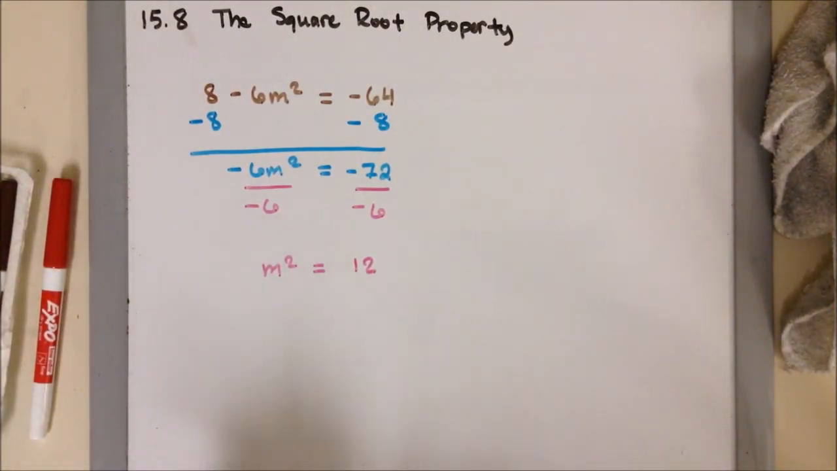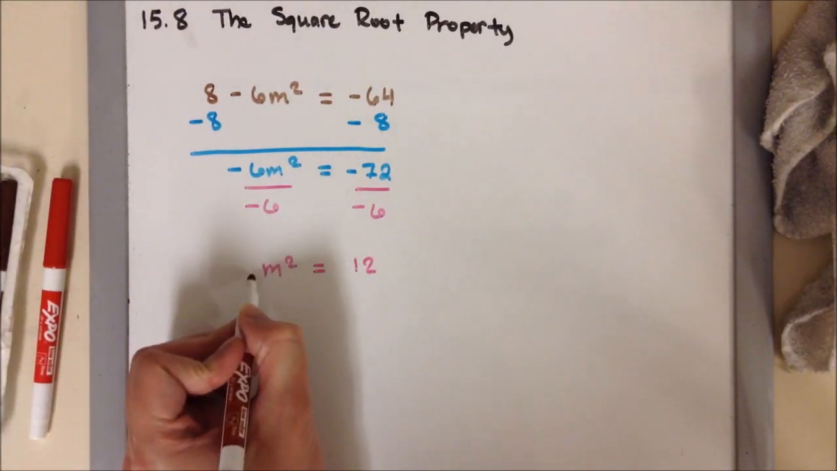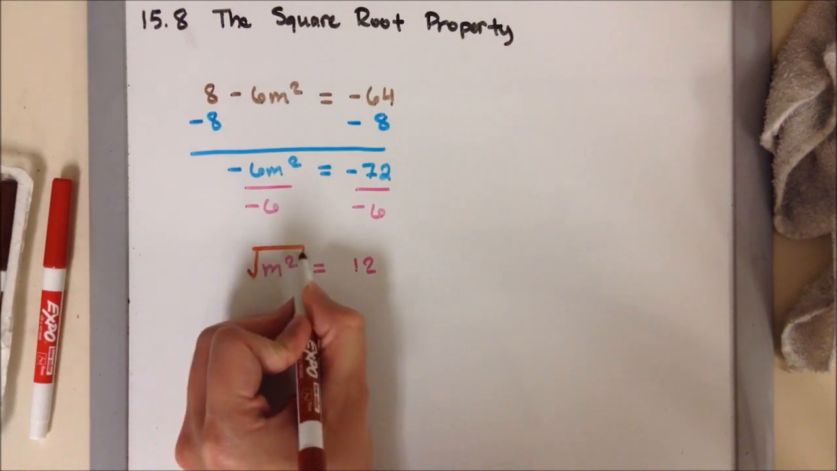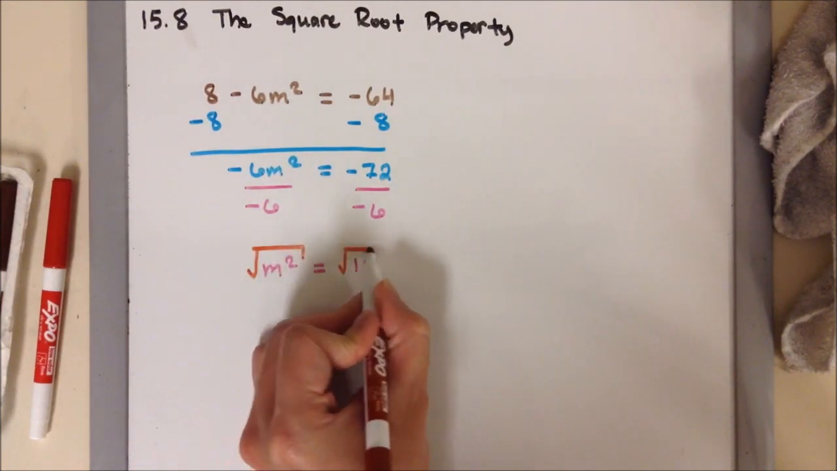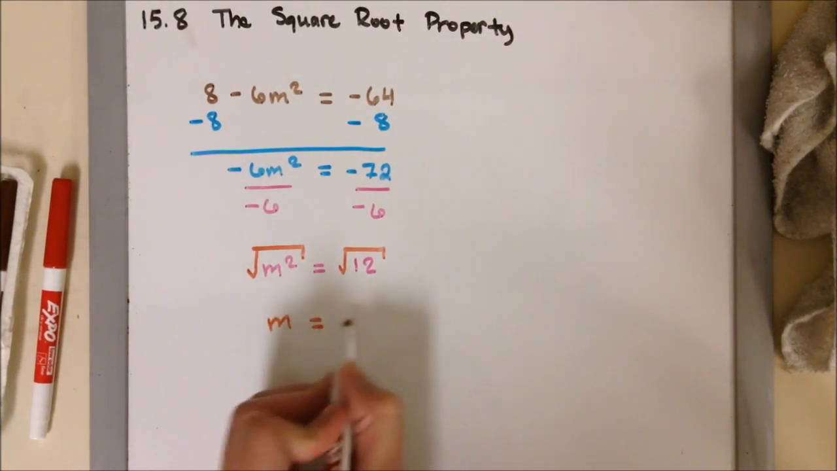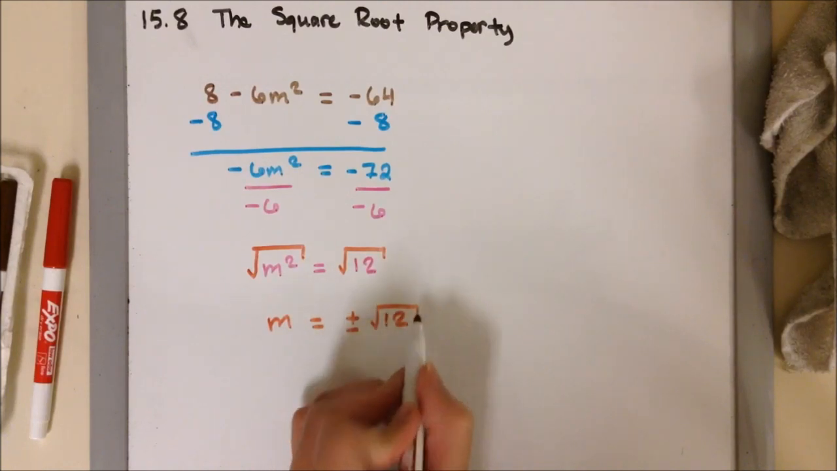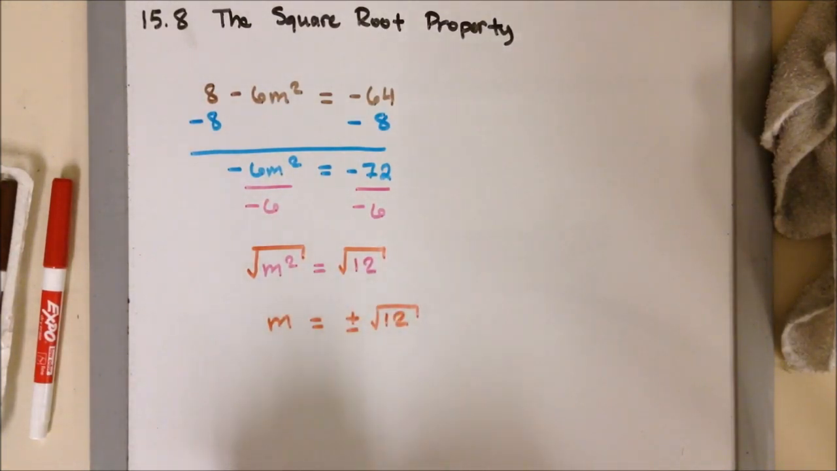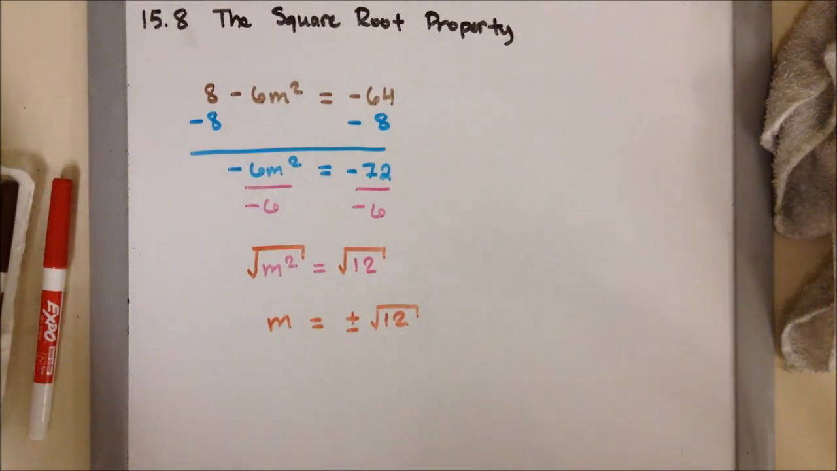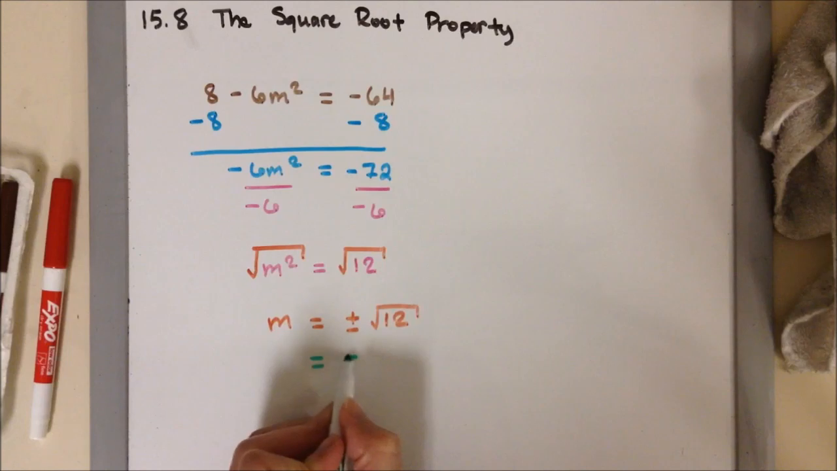From there, if you're trying to get m squared to become m, the opposite of square is the square root. So square root the left side, therefore I square root the right side. So it's going to be m equal plus or minus square root of 12. Now just as you learned from 15.1 and 15.3, you would always check if you can simplify the square root. In this case we can, and here's why.